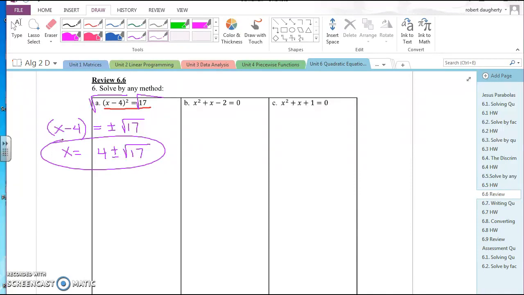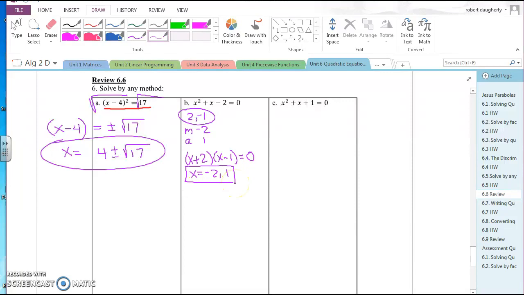So it looks like if I had a 2 and a -1, those multiply to -2 and add to +1. Multiply those, you get a -2, add them, you get 1. So this will factor as (x + 2)(x - 1) = 0. So x is equal to -2 or +1.